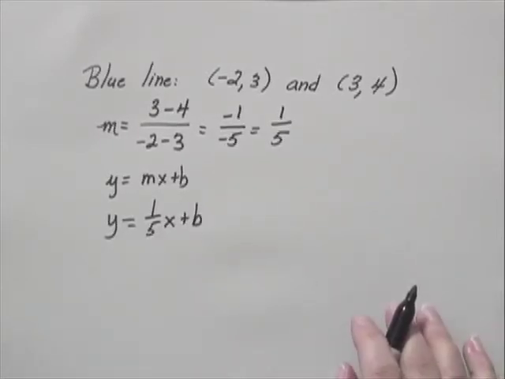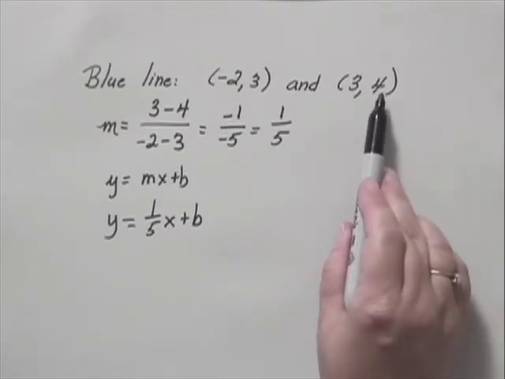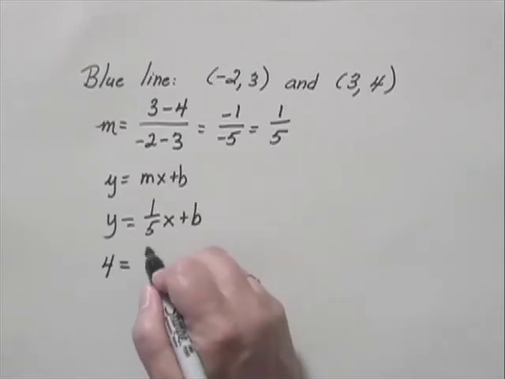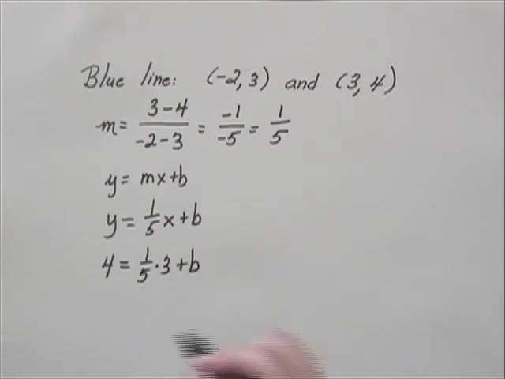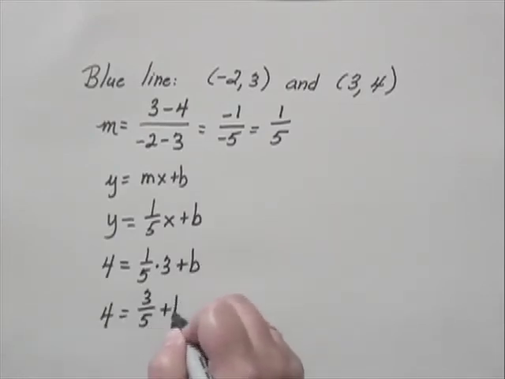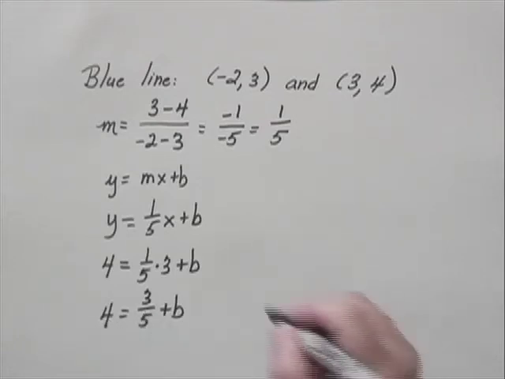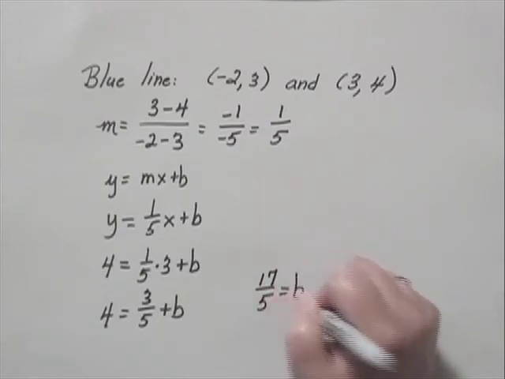And now I have to solve for b. Again, I can choose either one of these points. I'll choose the point 3, 4, substitute 4 for y, and 3 for x, 1/5 times 3 plus b, or 4 equals 3/5 plus b. Then I subtract 3/5 from both sides of the equation. 4 is 20/5. So 20/5 minus 3/5 would be 17/5, and that equals b.